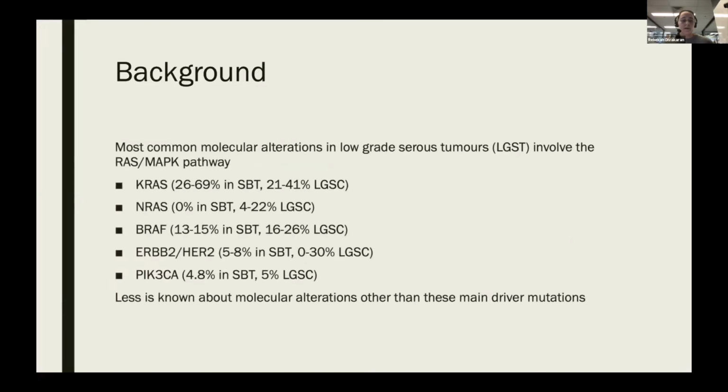The most common molecular alterations we see in low-grade serous tumours involve the RAS-MAPK pathway, and of those, the most common are KRAS mutations, but we also see mutations in NRAS, BRAF, HER2, and PIK3CA. Really, the only difference between the two tumour types is that NRAS mutations generally aren't seen in serous borderline tumours, whereas they are fairly frequent in low-grade serous carcinomas. Less is known about the molecular alterations other than these main driver mutations.